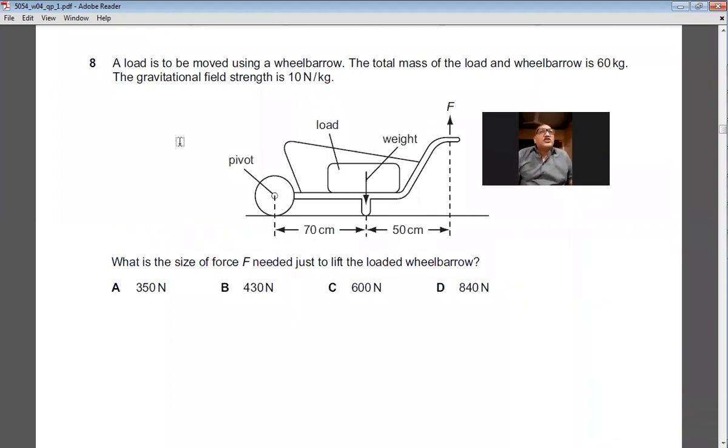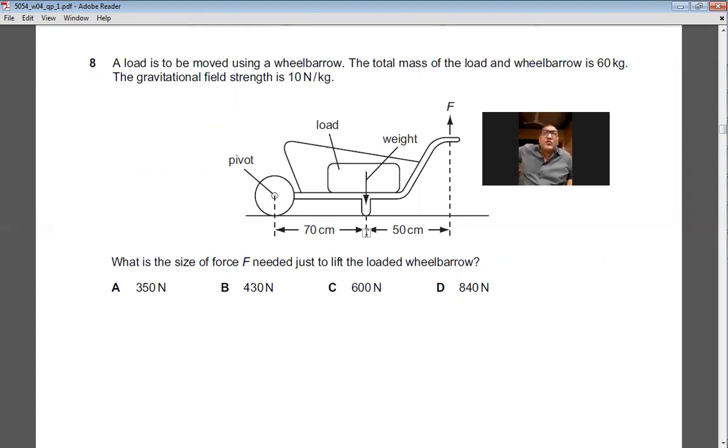A load is to be moved using a wheelbarrow. The total mass of the load and the wheelbarrow is 60 kg. The gravitational field strength is 10 Newton per kg. What is the size of the force F needed just to lift the loaded wheelbarrow? Here is an example of the principle of moments. This is the pivot. The load and the wheelbarrow have their center of gravity here, where their weight is acting, and that is 60 kg.